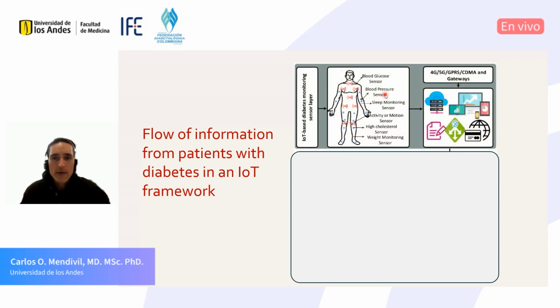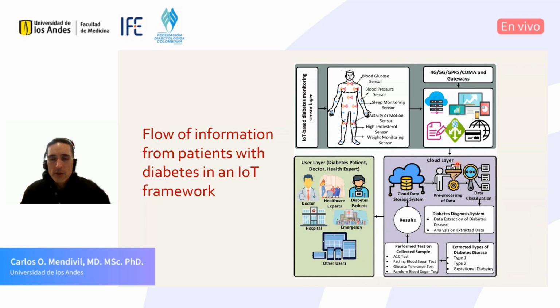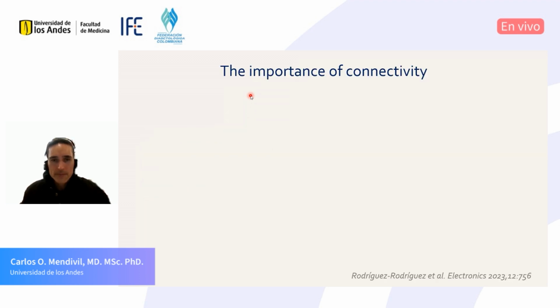So you have all this information from the sensors. It has to go through a series of protocols to the integrating layers. Then it should go to the cloud. There should be some kind of pre-processing, classification, and then using the results, they should be relayed to decision makers, either doctors, healthcare experts, or the patient himself. So this is kind of the general framework for IoT in diabetes, but of course there can be many variations according to the particular application.